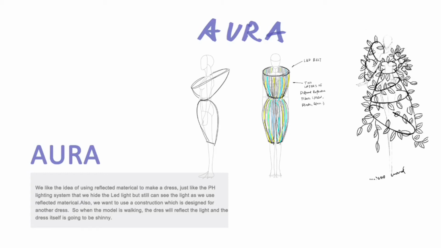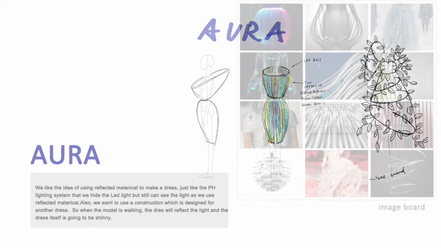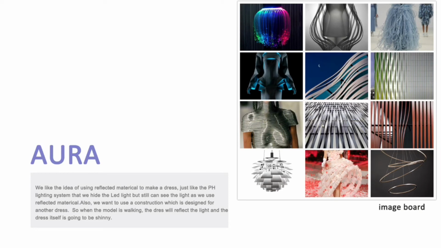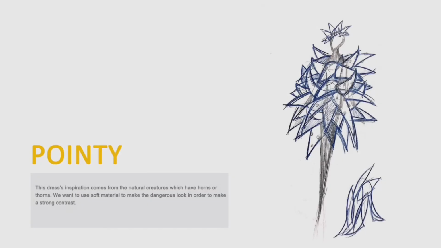We also want to use the construction which is designed for another dress. So when the model is walking, the dress itself will move, so the dress will reflect the light maximally while the model is walking. Then we can see the light in the dress itself from different views, and also the dress itself is going to be really shiny and beautiful.